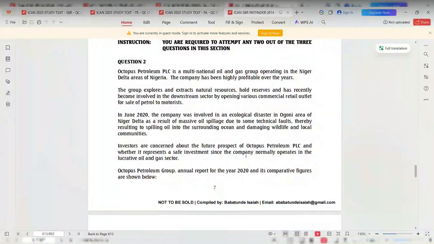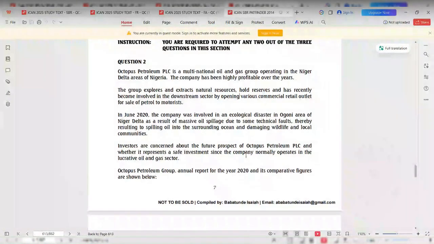In June 2020, the company was involved in an ecological disaster in Ogoni area of Niger Delta as a result of massive oil spillage due to some technical faults, thereby spilling oil into the surrounding ocean and damaging wildlife and the local community. This is a sustainability problem now. The company is achieving their goal while damaging the environment, damaging the future of the environment. So pay attention to this.